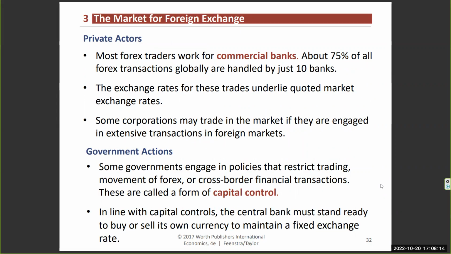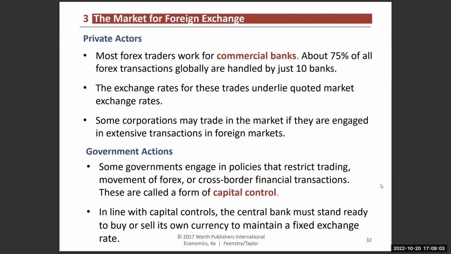Okay, so private actors, most forex traders work for commercial banks. About 75% of all forex transactions globally are handled by just 10 banks. So the biggest ones. The exchange rate for these traders is the underlying quoted market exchange rate, and some corporations may trade in the market if they are engaged in extensive transactions in foreign markets. Okay, so we saw that the rest of the world has some share of the transactions on the market, and now it dropped down. So the biggest players are the financial institutions there.